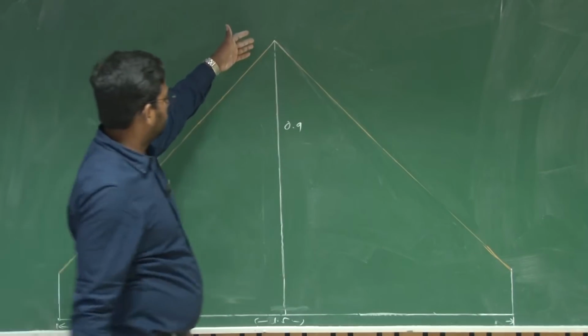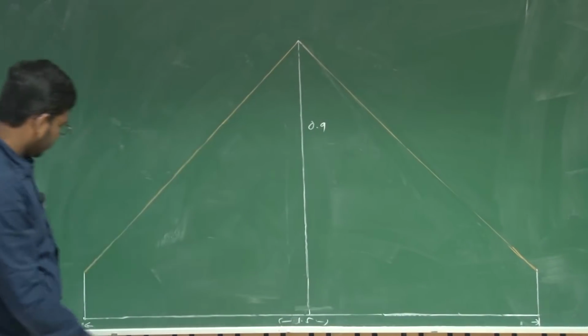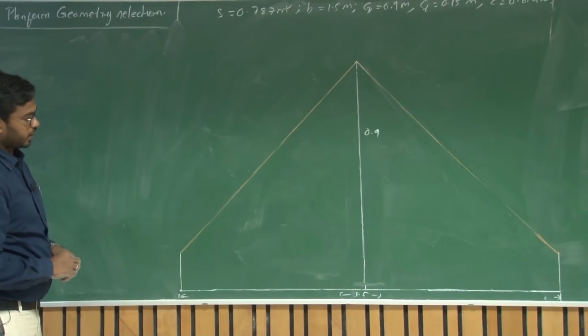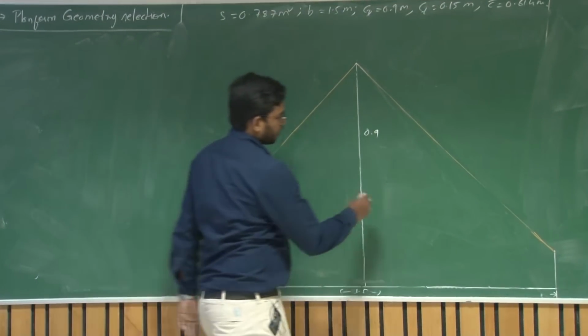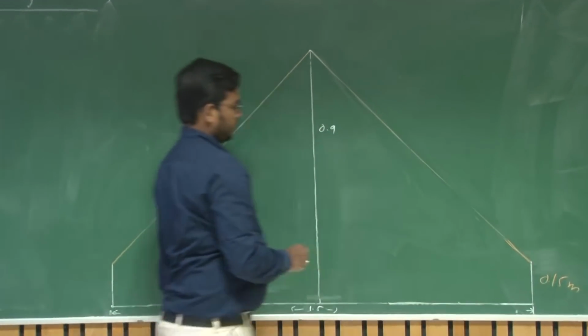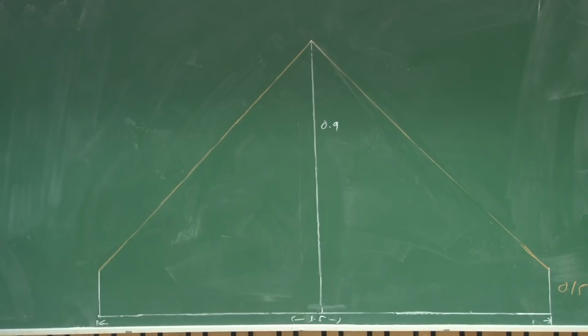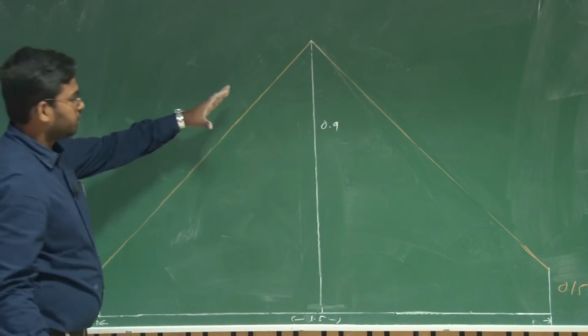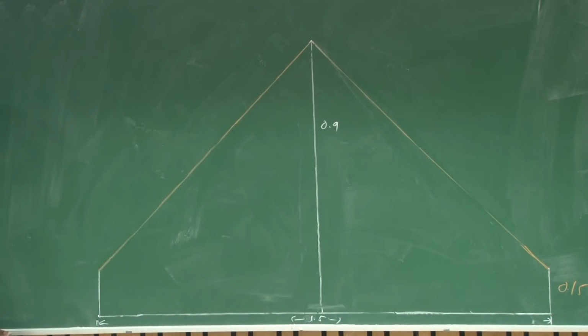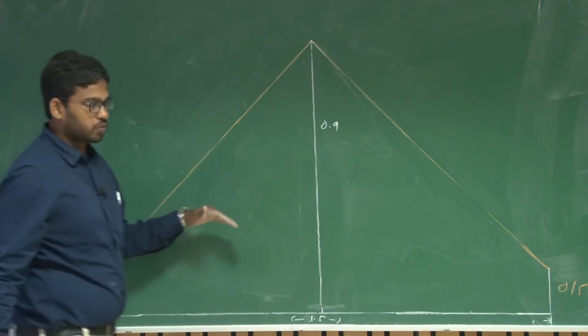Join the leading edge of the root chord and the tip chord, and all you have is a delta wing of 1.5 meter span, CR of 0.9 meters, and 0.15 meters of tip chord. Since the question mentions it is a delta wing, we directly taper it about the trailing edge. Otherwise, we need to know the axis about which it is tapered.